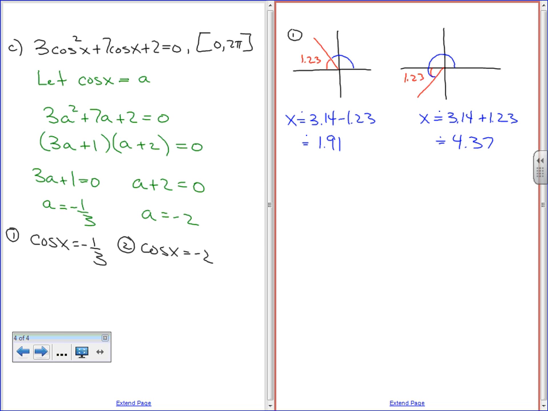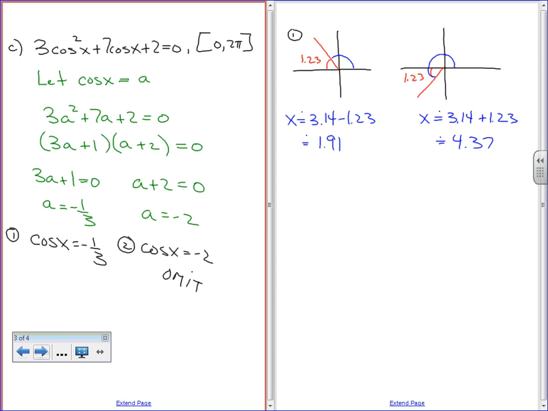Now you solve this equation. What's the answer to this equation? When is the cosine of x equal to negative 2? Right, never, because the range of the cosine curve goes up to 1 and down to negative 1. So it'll never be equal to negative 2. Any questions on this?